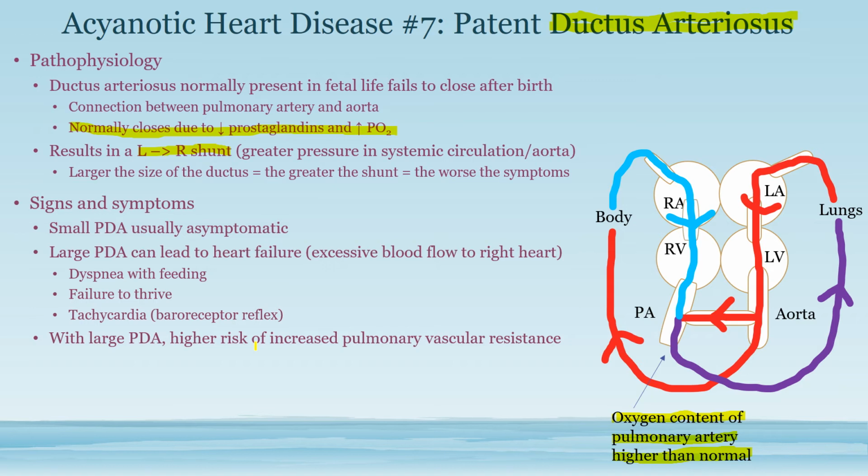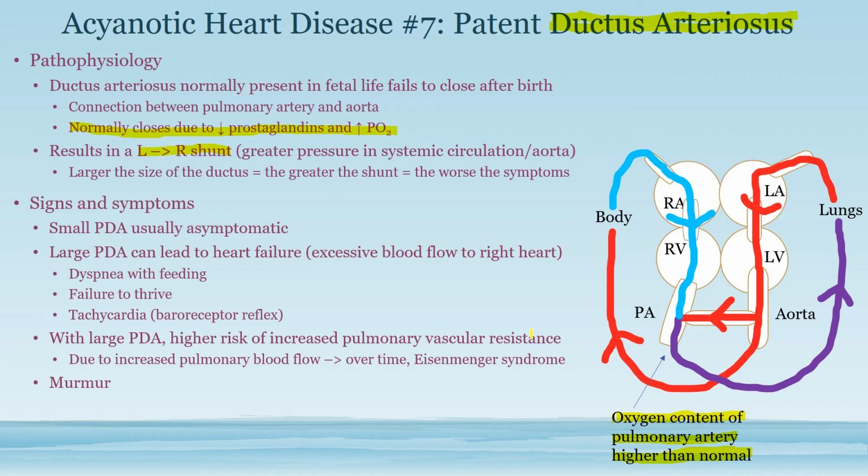With a large PDA, you also get a very high risk of increased pulmonary vascular resistance. And why is that? You get excessive pulmonary vascular resistance because of so much blood going to the pulmonary circulation, causing edema and hypertension. And over time, the right ventricle can massively hypertrophy because it has to pump against this increased resistance.